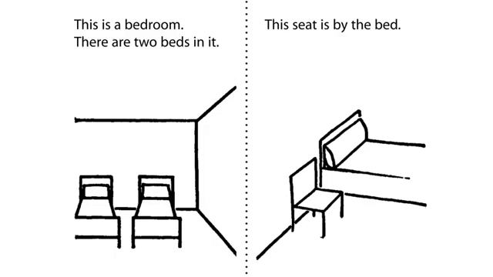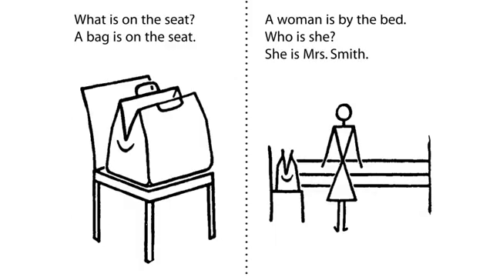This is a bedroom. There are 2 beds in it. This seat is by the bed. What is on the seat? A bag is on the seat. A woman is by the bed. Who is she? She is Mrs. Smith.